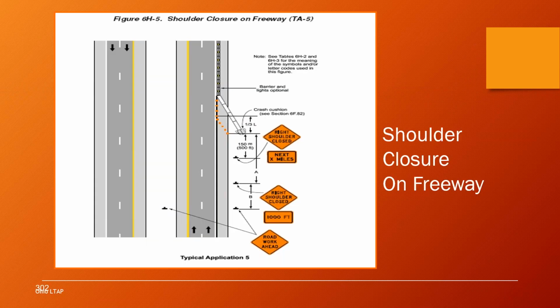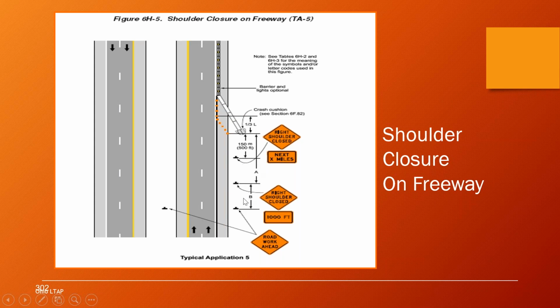So here's an example where we're working on the shoulder of a freeway. And as you can see, we're not closing any of the lanes. We're just working on the shoulder. They're showing our signage package with road work ahead, right shoulder closed, and another right shoulder closed. And they show the distances between each one.